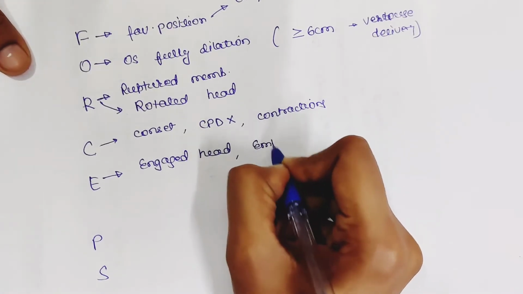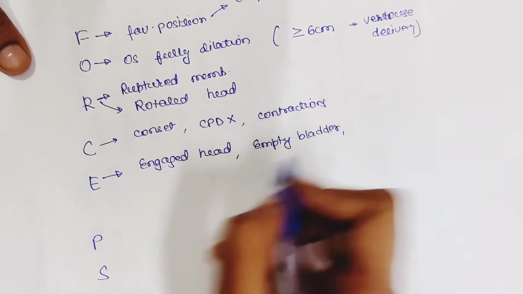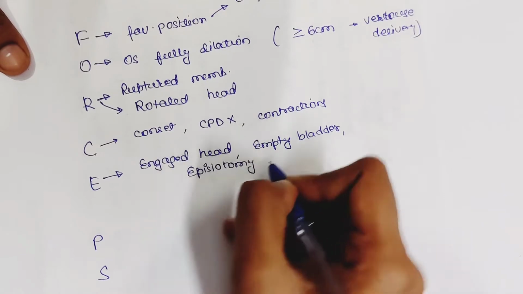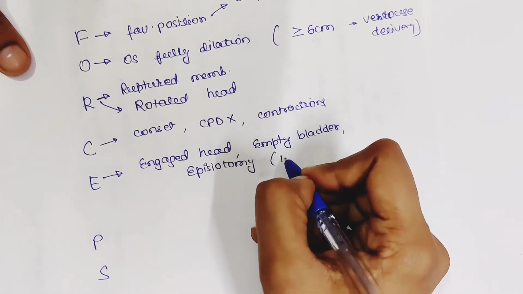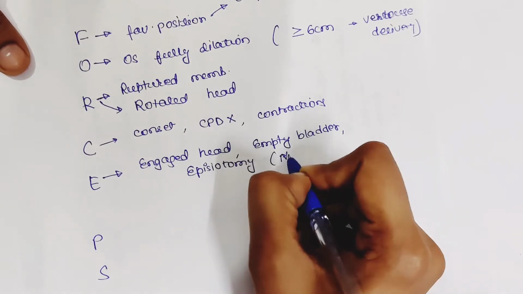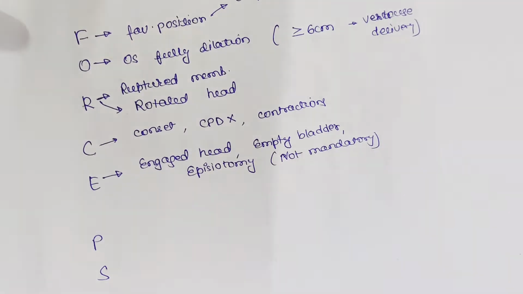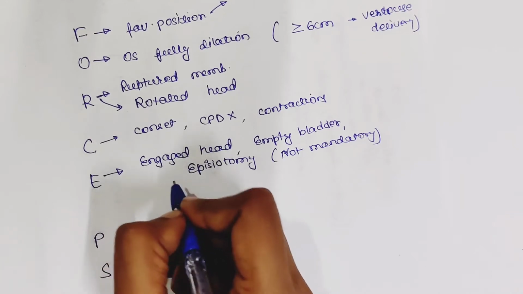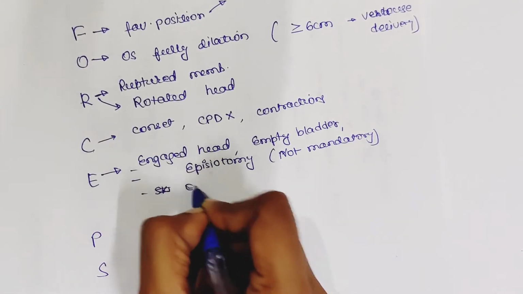Bladder should be empty. Episiotomy should be given, but it's not routine. It's SOS, not mandatory. And E for the operator, the birth attendant should be skilled, that is experienced.